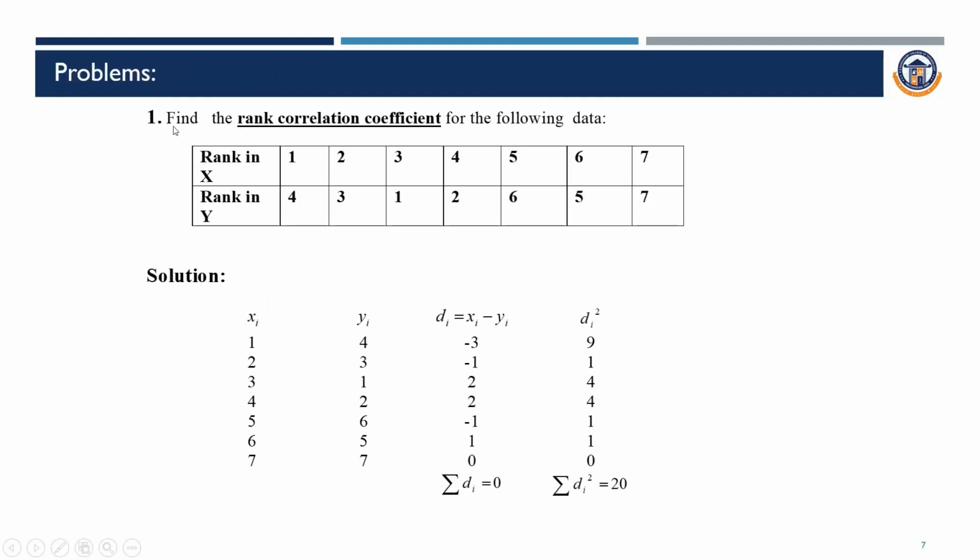Here the first problem is to find the rank correlation coefficient for the following data. Here the two data are nothing but the rank in x and rank in y. So solution. In the first column we write the rank in x. In the second column we write the rank of y. In the third column we find the difference between two ranks, so di is equal to xi minus yi. In the fourth column we square di, meaning di square. After calculating all these, calculate summation di and summation di square.